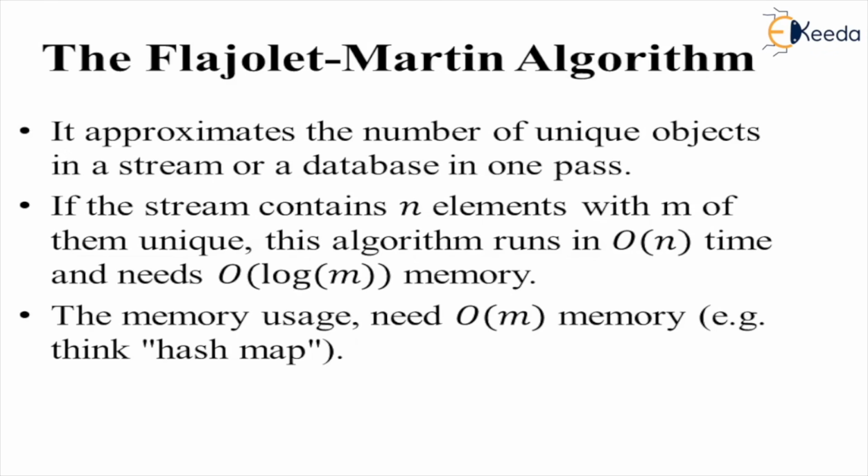The Flajolet-Martin algorithm, also known as the FM algorithm, approximates the number of unique objects in a string or database in one pass. If the string contains n elements with m of them unique, this algorithm runs in order of n time and needs order of log m memory. Compare this with order of m memory. Example, think hash map. We already discussed how hash map is helping us to achieve the results faster.